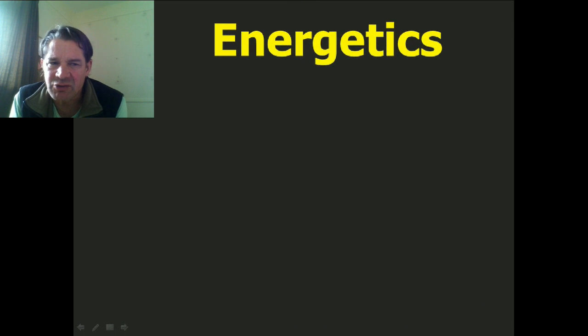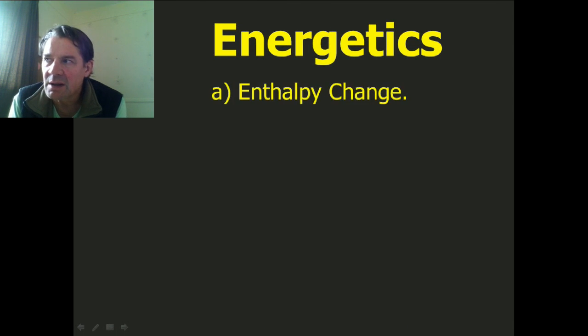In AS level chemistry, energetics is divided into 4 sections. A is enthalpy change. Reactions can be endothermic or exothermic. Enthalpy change, delta H, is the heat energy change measured under conditions of constant pressure. Standard enthalpy change refers to standard conditions, i.e. 100 kilopascals and a stated temperature, for example 298 Kelvin. Students should be able to define standard enthalpy of combustion and define the standard enthalpy of formation.